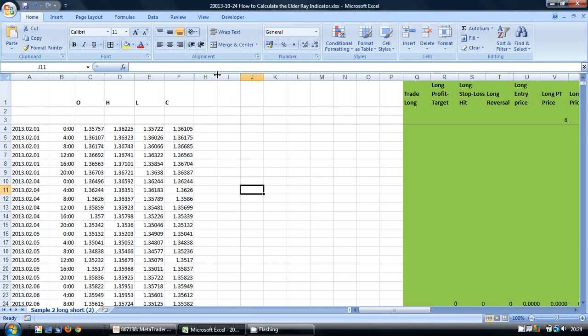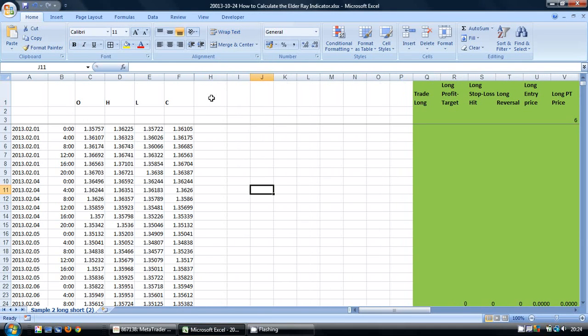So we're going to calculate this indicator using Microsoft Excel. In fact, it is quite a straightforward indicator. We're going to use first of all an exponential moving average, which I have calculated a number of times on different videos. I'm going to go through it quickly again.